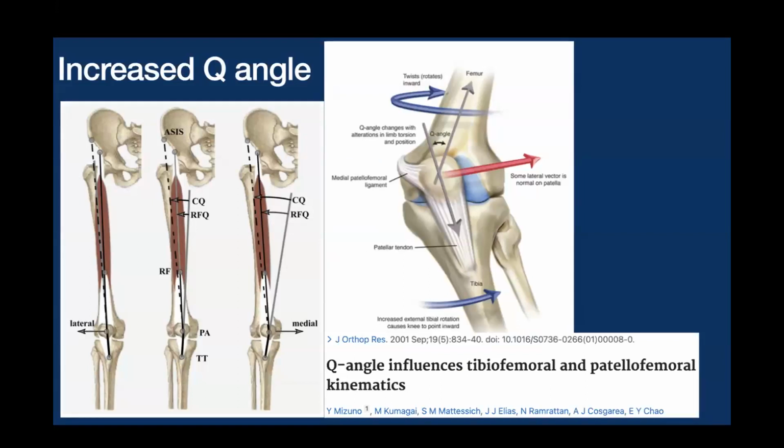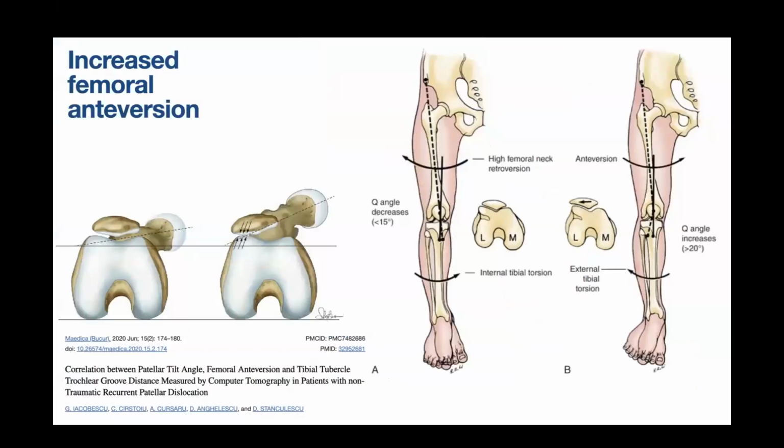Increased Q angle. The Q angle is the angle subtended between the ASIS and the patella and the ligamentum patellae. Normally, the higher the Q angle, the more lateral the tibial attachment, the more valgus the knee has, thus increasing the risk for patella instability. You can also see the torsional forces acting in this image.